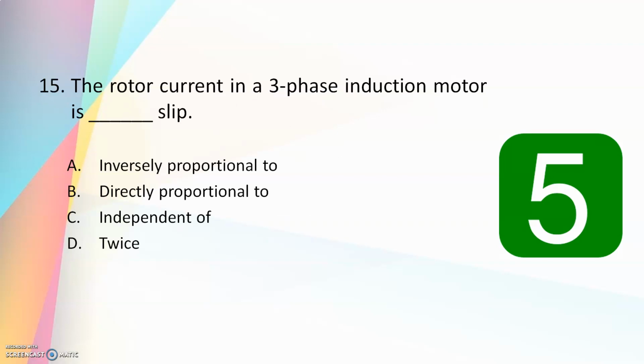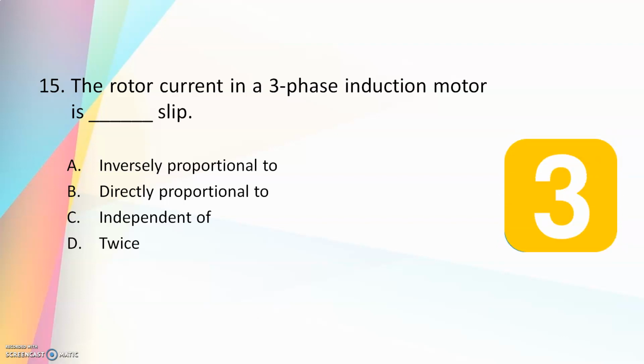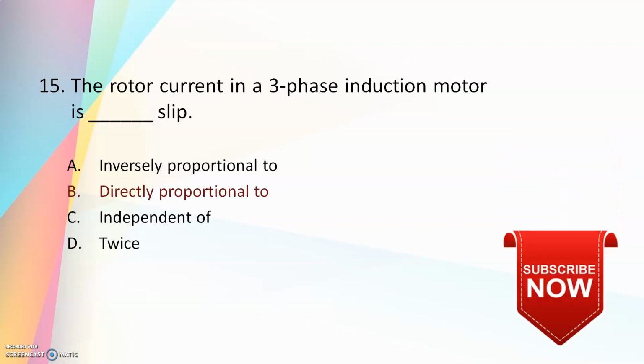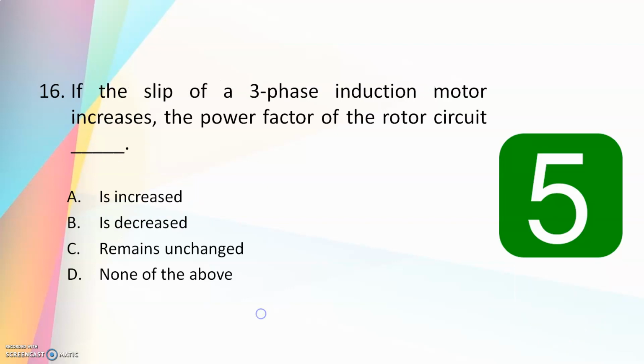The rotor current in a three-phase induction motor is dash the slip: inversely proportional to, directly proportional to, independent of, twice. Here you go. And the answer is directly proportional to. So rotor current in a three-phase induction motor is actually directly proportional to the slip.